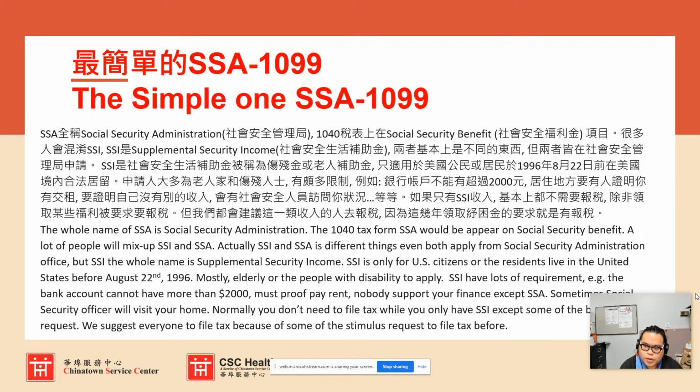And you need someone to prove you have the ability to pay rent, and you need to prove you don't have another income except SSA. And sometimes the SSA person, the Social Security officer, will visit your place or do a phone interview to make sure you are eligible to be registered for SSI.